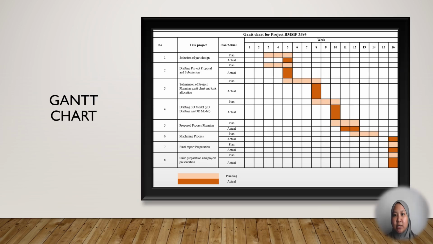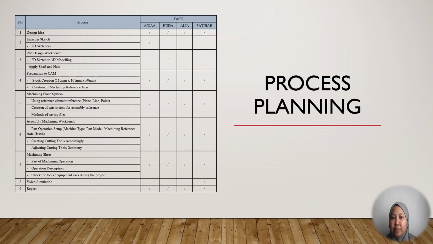As you can see, this is our planning to complete the project of subject BMMP 3484, Advanced Machining. It started from the selection of part design, drafting proposal, and submission until site preparation and project presentation. We started our project machining process late, in week 16, due to some problems during our preparation. Okay, next is the process planning slide.